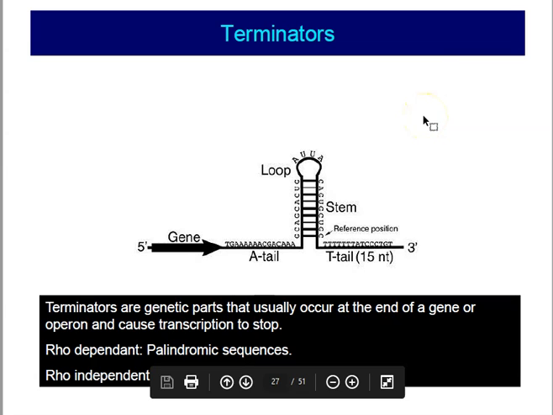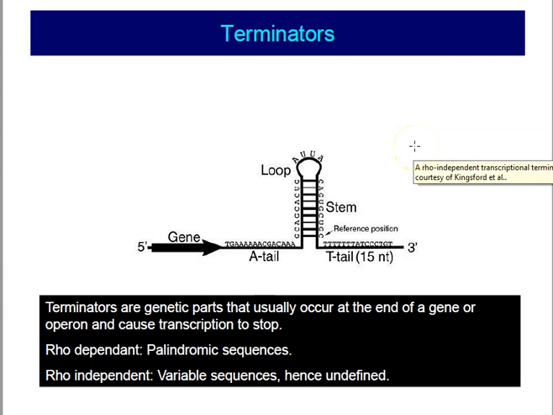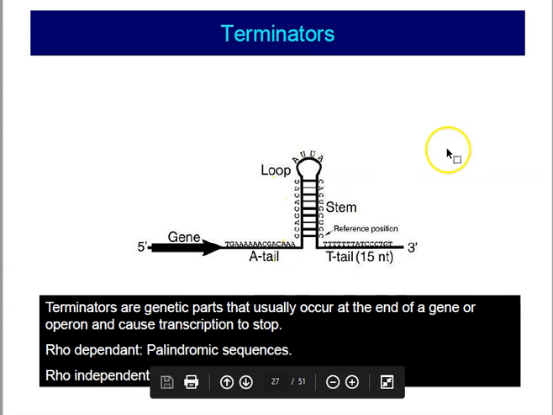Terminators are generally located at the 3' end of genes. In the case of rho-dependent terminators, we have palindromic sequences, so this will form a stem loop structure as indicated over here. In the case of rho-independent, we do not have palindromic sequences. There may be variations in the sequences.